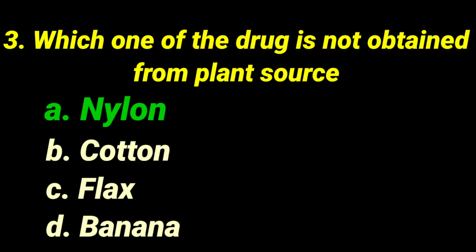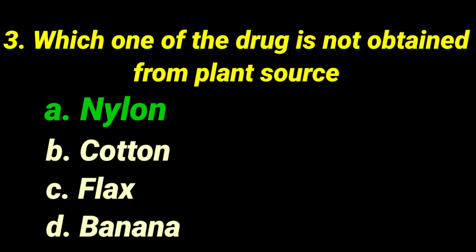Then question number 3: which one of the drugs is not obtained from a plant source? Here cotton, flax, banana and nylon, 4 options have been mentioned. From those 4 options, cotton, flax and banana are plant fibers. Nylon is an artificial fiber. So the correct option is nylon, because our question is which one is not obtained from plant fibers. So the correct option is nylon.